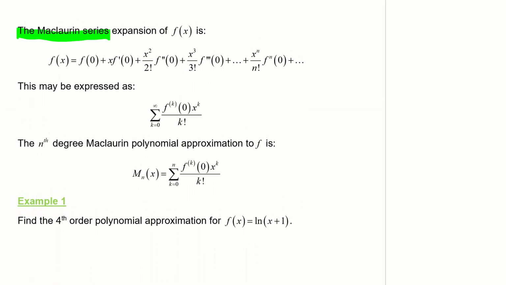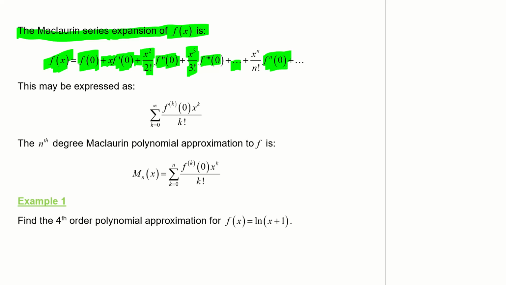The Maclaurin series expansion of f of x is f of x is equal to f of 0 plus f dashed of 0 times x plus f double dashed of 0 times x squared over 2 factorial, and then f triple dashed of 0 times x cubed over 3 factorial, and so on, the general term being the nth differential evaluated when x is 0 multiplied by x to the n over n factorial.